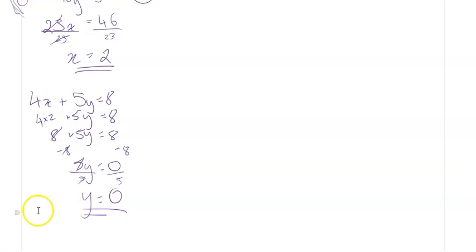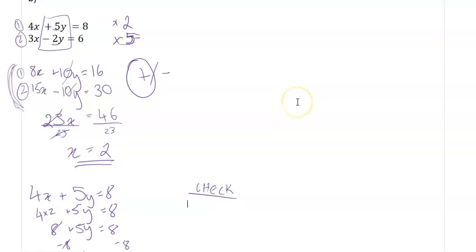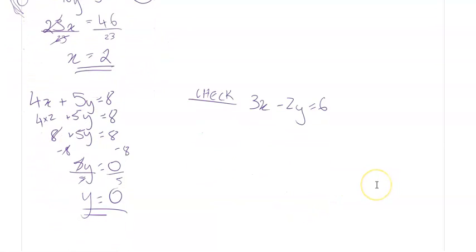So y equals 0. Now, of course, I need to do my check. Again, I go back to one of the originals. I often just use the one that I haven't used yet, just in case. Okay, so that's the one I haven't used, the second one. Substitute it in. 3 times 2, take away 2 times 0 equals 6. Well, that cancels that out, so it ends up becoming 6 equals 6. And I know I'm correct.